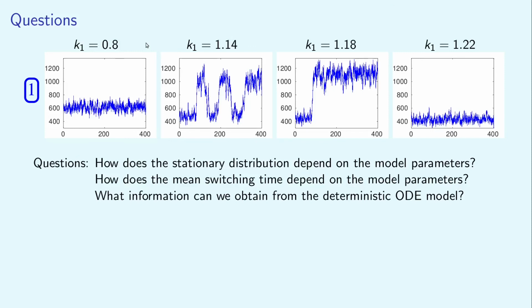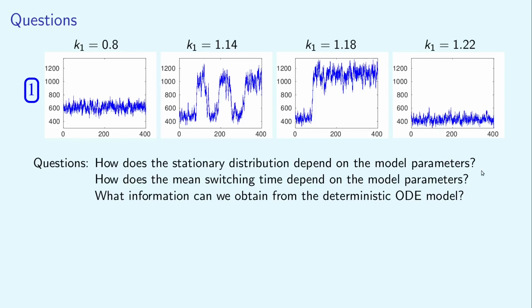Obviously, the results presented here are the results of one realization of the Gillespie algorithm for each parameter value. We can use them to get some insights into the model behavior, but such results will depend on the sequence of random numbers generated by our computer codes. So the next natural question is, how does the stationary distribution depend on the model parameters? Because the stationary distribution is a reproducible, predictable quantity, which can give us a lot of information about the system.